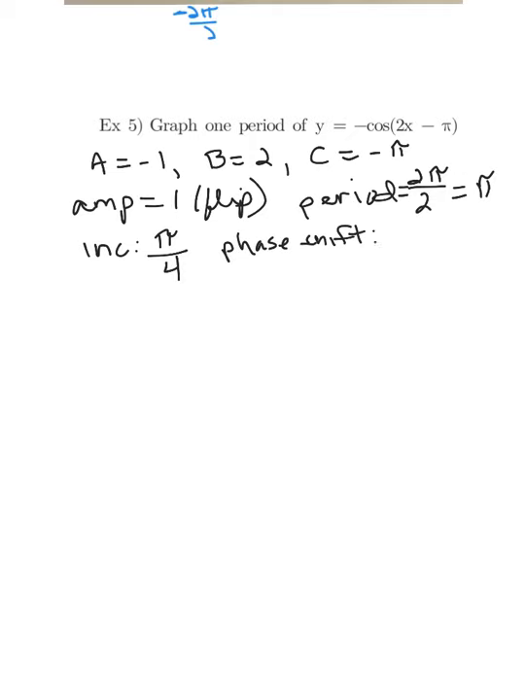We need to do the opposite of C. Since our C is already negative, we need to do positive pi over the B, which is 2. Remember what I talked about earlier, that you need a common denominator for phase shift and increments. So we're going to think of phase shift as 2 pi over 4 so that we have a common denominator with our increments, which are pi over 4.